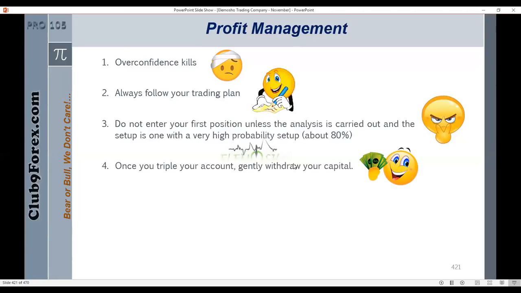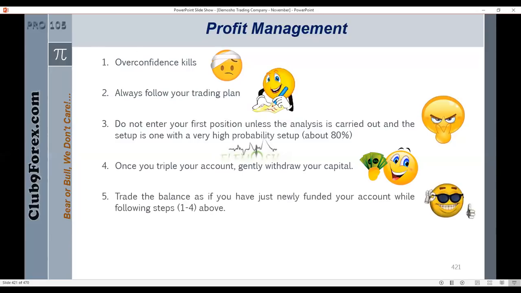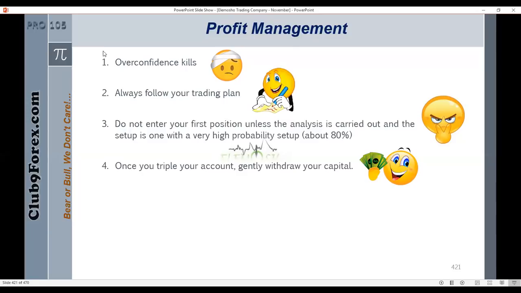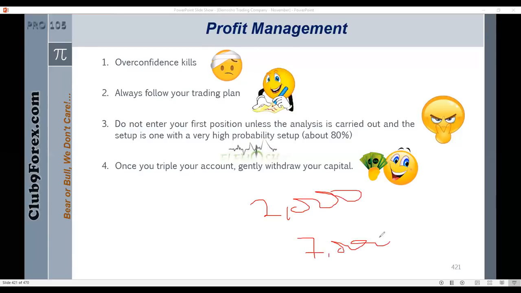Now, once you triple your account, you gently withdraw your capital. Now, that's where the overconfidence comes in. The overconfidence comes in at the time where you started with $2,000 and now your account is $7,000, but you want it to get to $10,000 so that you can withdraw later on.